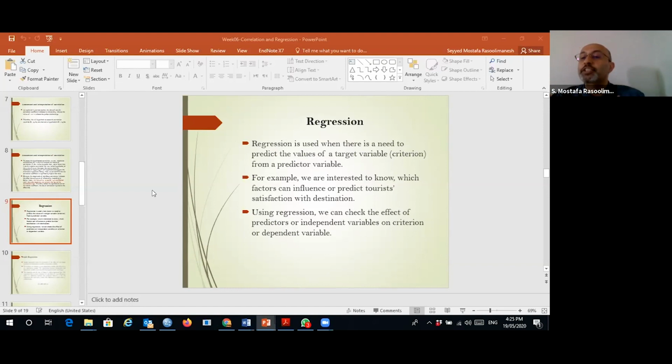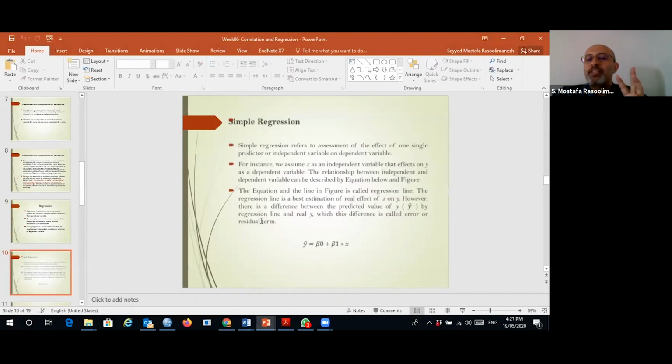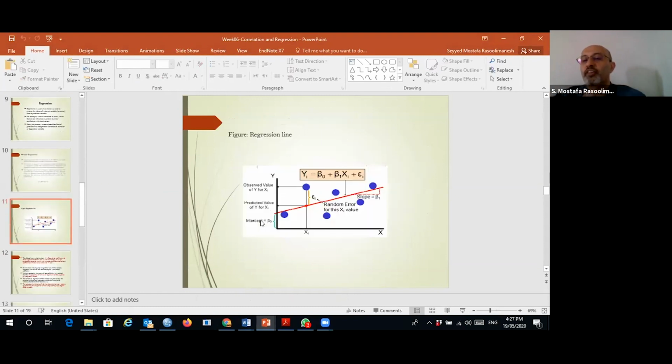Actually, in regression, the independent variable predicts the dependent variable. When we say IV has an effect on, or influences, the DV, we can also say the IV predicts the dependent variable. So IVs are predictors of the dependent variable in regression, right? What's actually the meaning of regression?